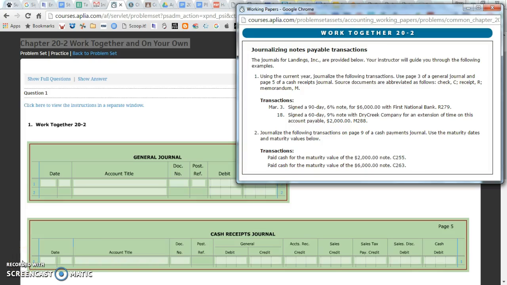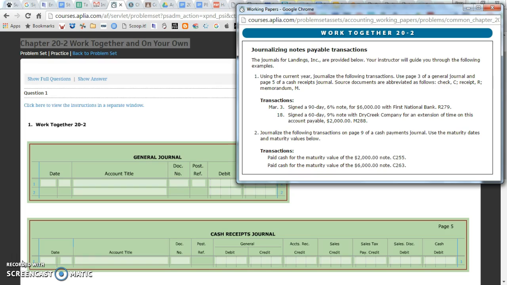Okay, our instructions for today are using the current year, journalize the following transactions. We have our general journal, cash payments journal, as well as our cash receipts journal. So our first transaction is March 3rd, signed a 90-day note at 6% for $6,000 with First National Bank.